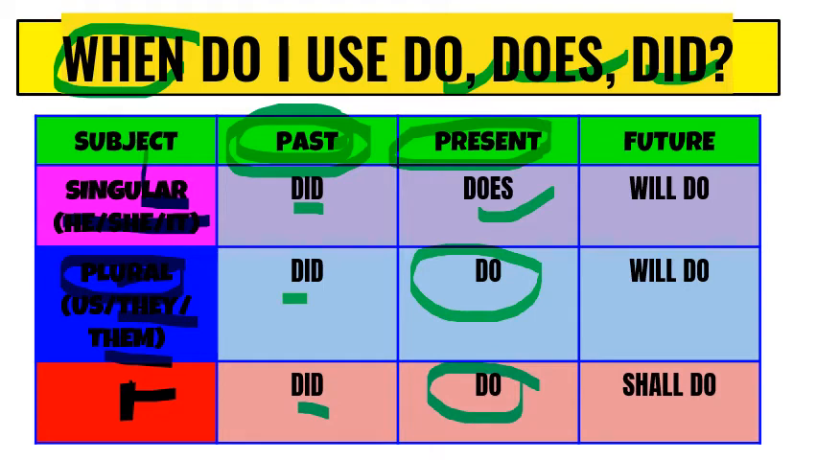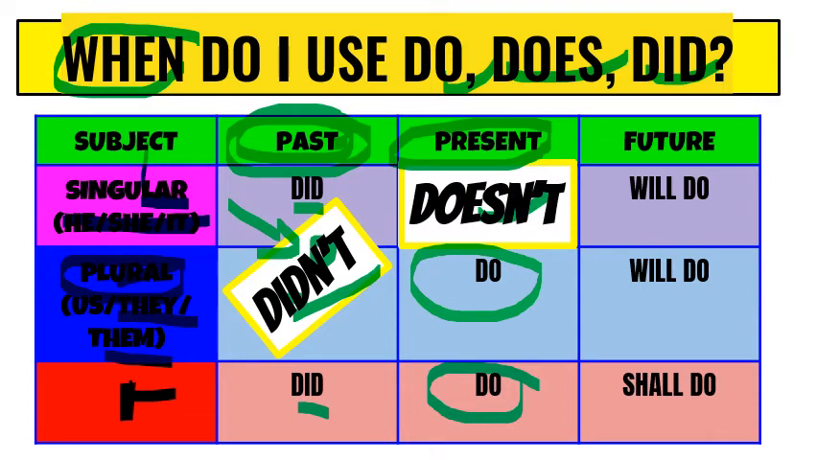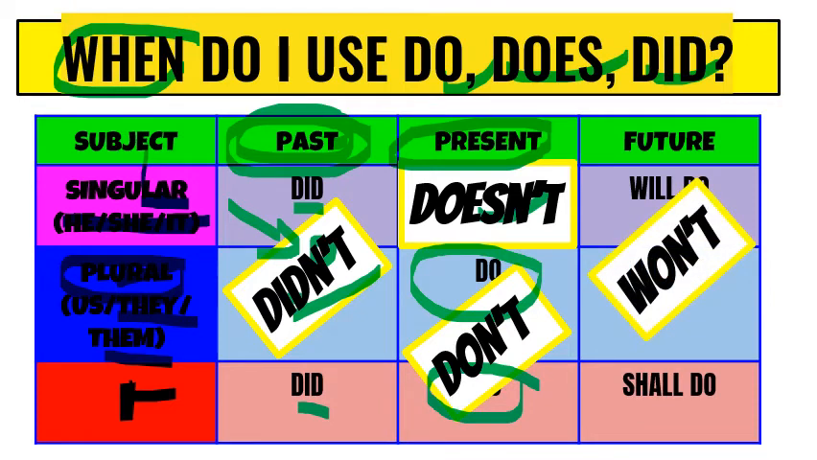But let's just have a quick look at what they turn into if I have to turn these into negative words. Did becomes didn't. Did not, didn't. And note where my apostrophe lies. You can't just pop it in any old way you feel like it. It has to be between the N and the T. Does becomes doesn't. And do becomes don't. Will do becomes won't. Watch out for this one.